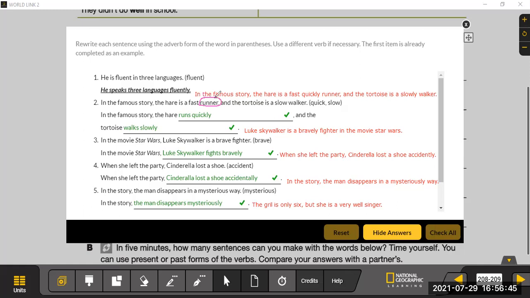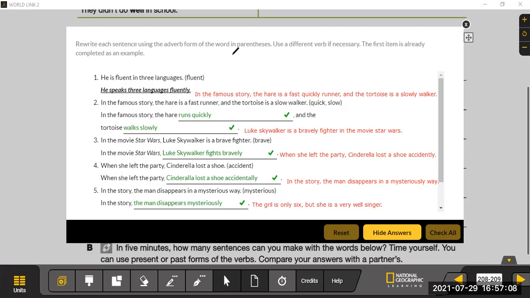Then we can say runs quickly, right? In the famous story, the hare runs quickly. Corre rápidamente. And the tortoise walks slowly. Y la tortuga camina lentamente, right? That is the correct way to say that.